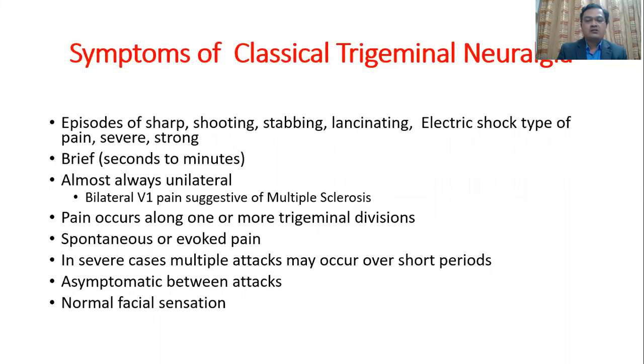Most common divisions are mandibular and maxillary divisions, which commonly occur together. It is a spontaneous or evoked pain, mostly evoked by some air or sunlight or anything. Even sound can evoke the pain. In severe cases, multiple attacks of pain occur over a short period of time, and patient becomes asymptomatic between the attacks. Normal facial sensation, patient does not have any numbness in this type of trigeminal neuralgia.